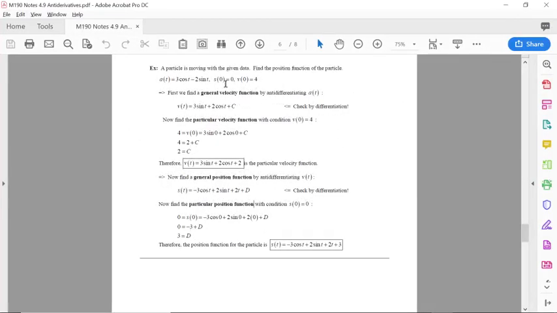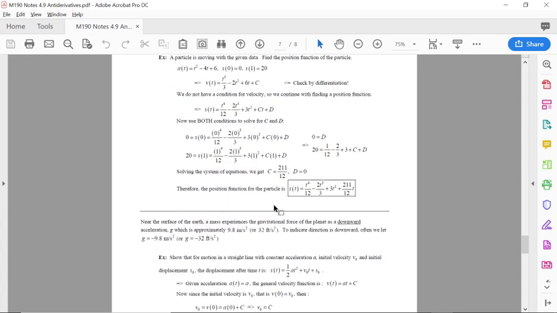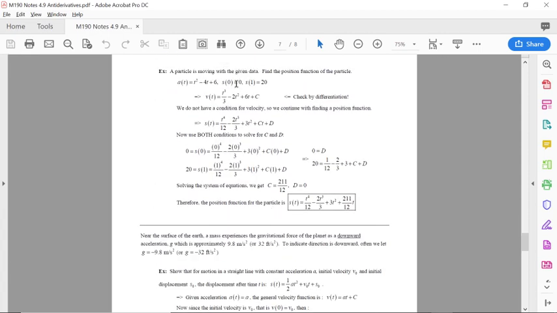So in this example here, I gave you the velocity condition, which allows us to solve for the first constant from antidifferentiation, and then the position condition gave us the second constant. Well, in the next example, what if we weren't given a velocity? What if we knew 2 positions and an acceleration function?